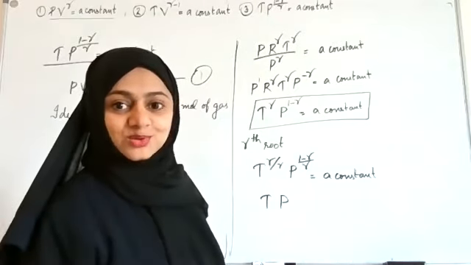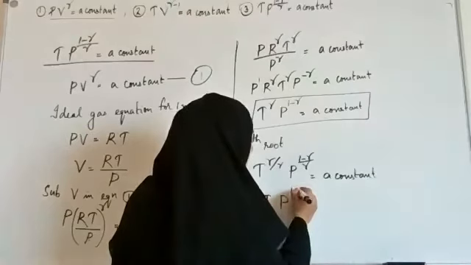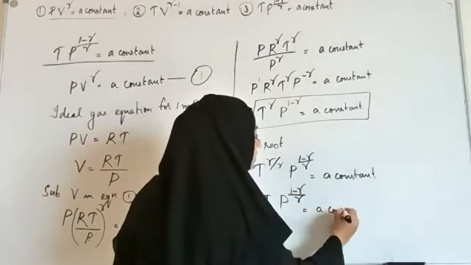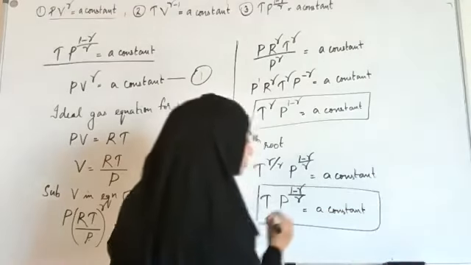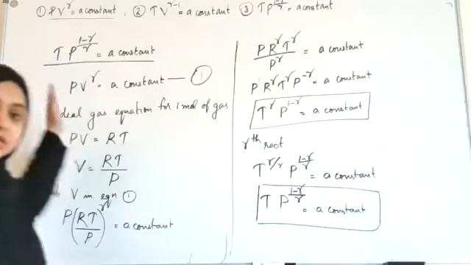P raised to 1 minus gamma divided by gamma equal to a constant. Is this clear to you? Is this derivation clear to you?